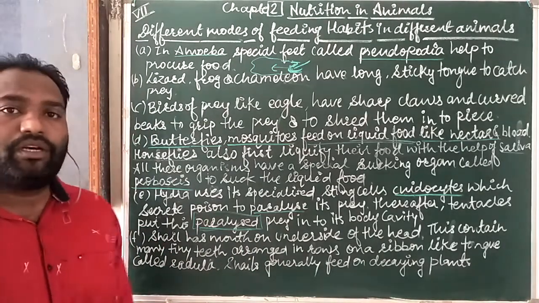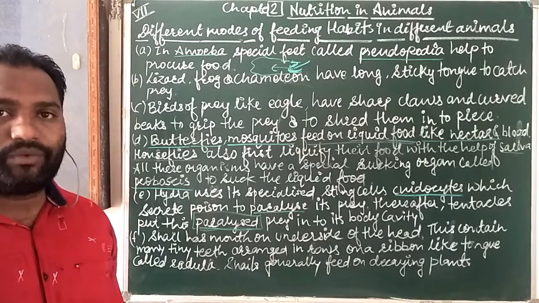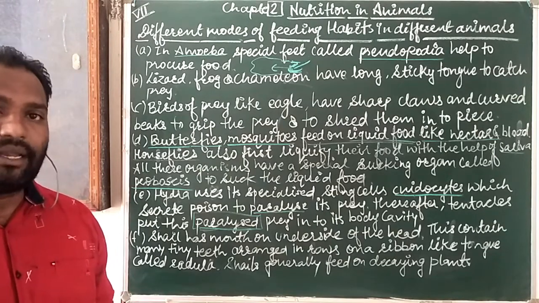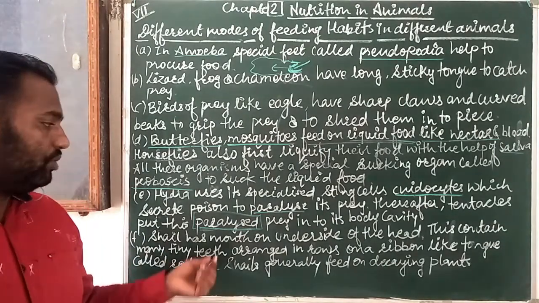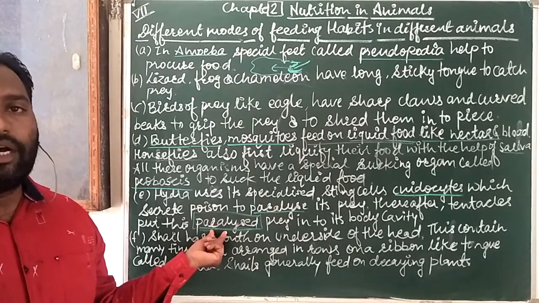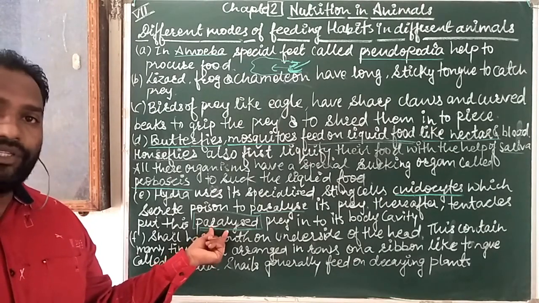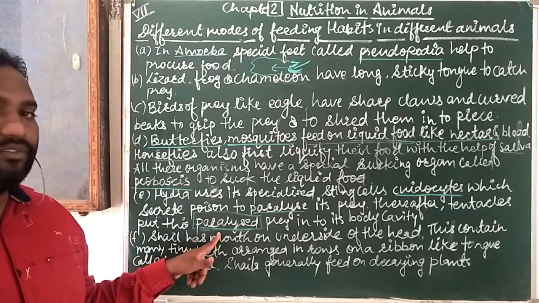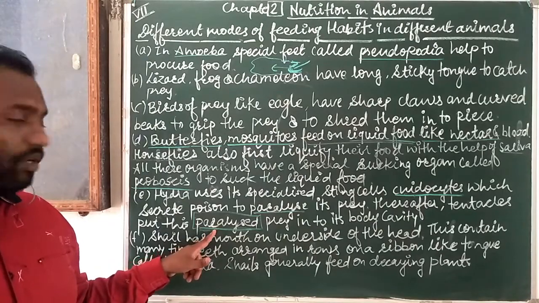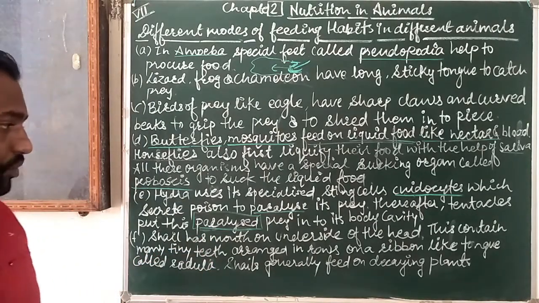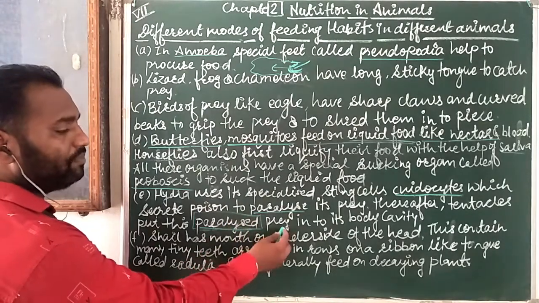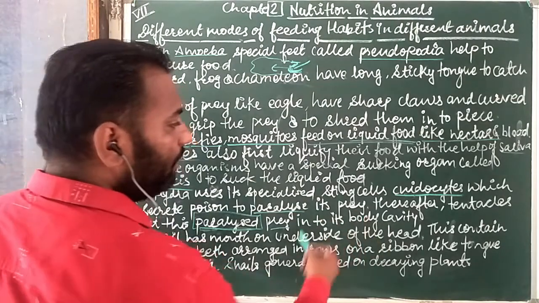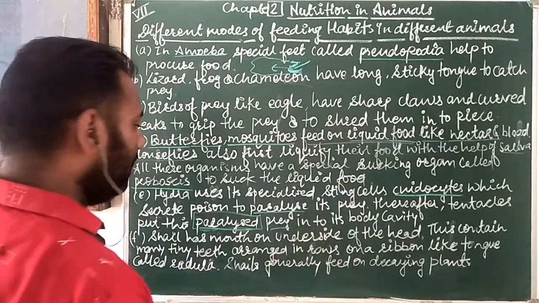Paralyzed means sometimes some body organs are not working properly. Maybe the nervous system or nerve cells are not working properly. At that time some body parts like a hand or foot, or half the body, may not work properly. It means we cannot do our whole daily activity with the help of our organs. That is known as paralysis. So they paralyze the prey, because after that the prey cannot fly or walk. That's why. And the prey is taken into the body cavity with the help of tentacles.